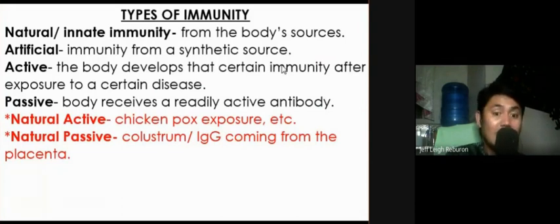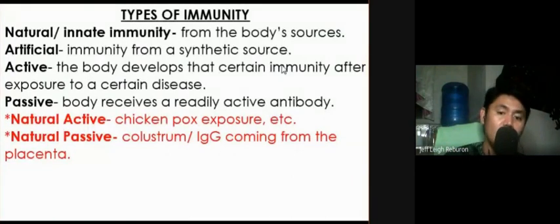Kasi yung colostrum na yon may antibody. Yung IgG na yon coming from the placenta, they are also form of antibodies. Pero ginawa mo ba yon? Hindi. Ginawa po yun ng nanay mo na pinasa niya lang sa'yo. So it came from a natural source kasi galing sa nanay mo, but you did not produce the antibody on your own. It was produced by another person which was passed to you.